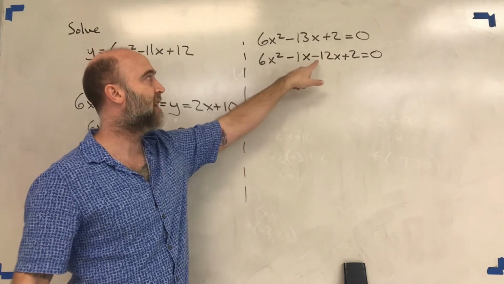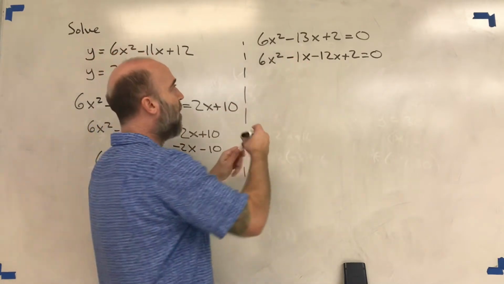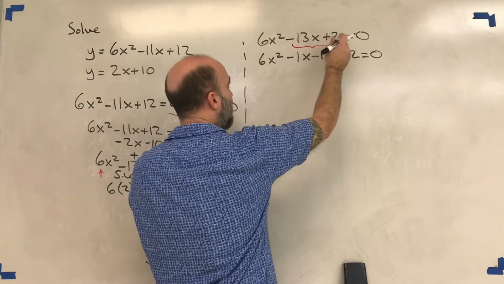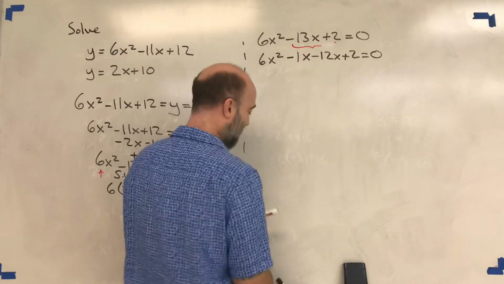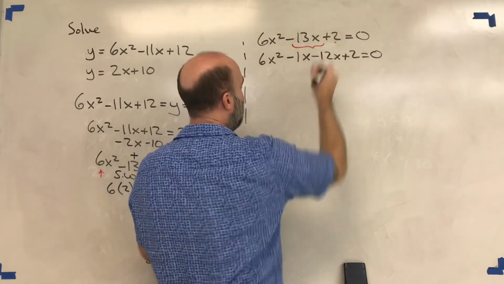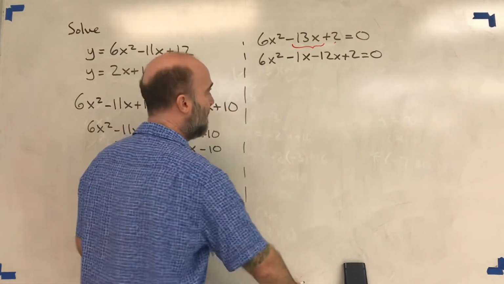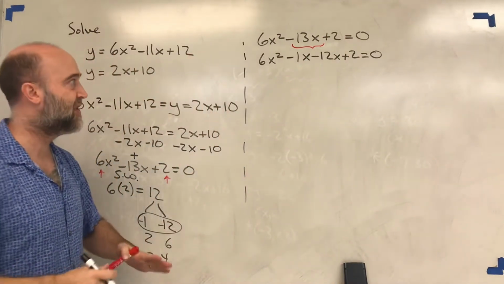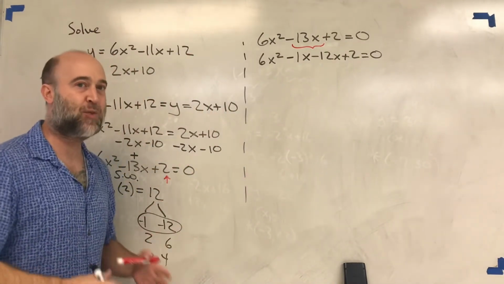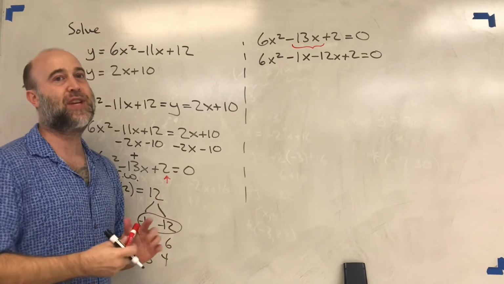Notice all I've done here is I've just changed the negative 13x into a negative 1x and a negative 12x. So that's the only thing I've done here is I've converted it. I don't want to go too far. The negative 13 has changed into those two numbers. Okay? So those numbers are special in a sense that it allows me to factor by grouping so that I can take it to the next step.